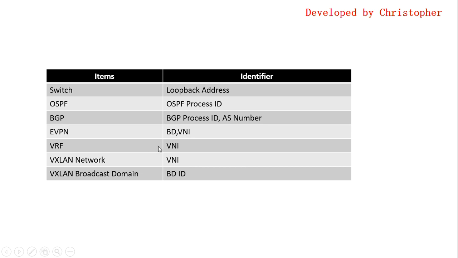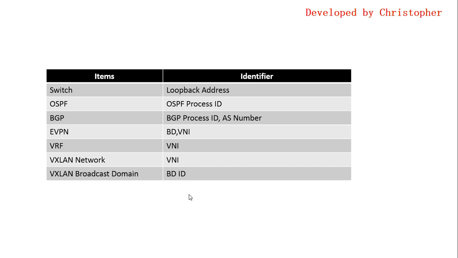And then the VRF. For the distributed gateway, we will use another VNI, just a number, to identify the VRF, because different subnets are separated by different VRFs, and the VRF is identified by some sort of number, and this number is called VNI. And then the VXLAN network is identified by the VNI, VXLAN network identifier, and the broadcast domain is identified by the bridge domain identifier.